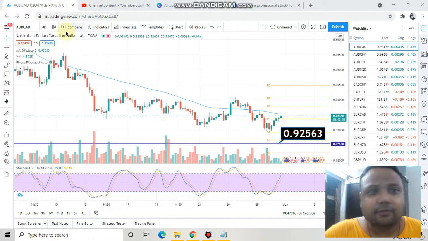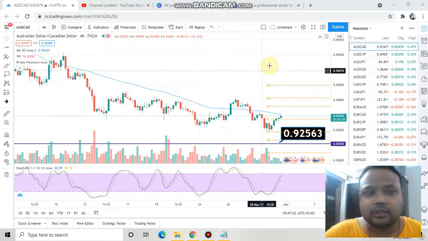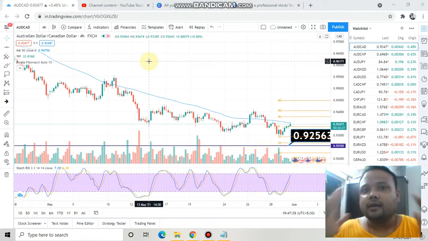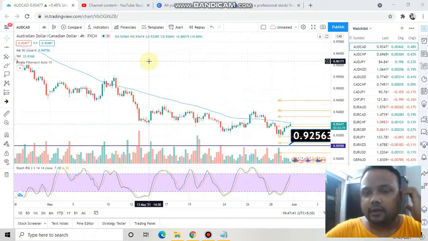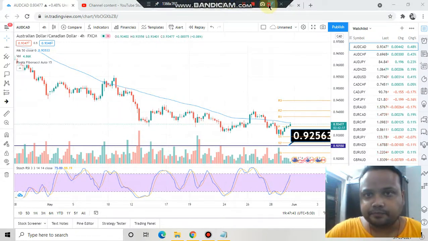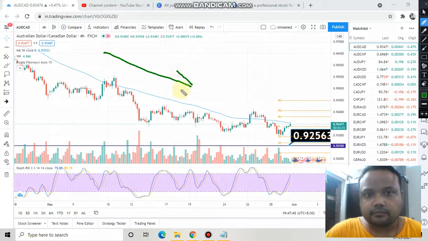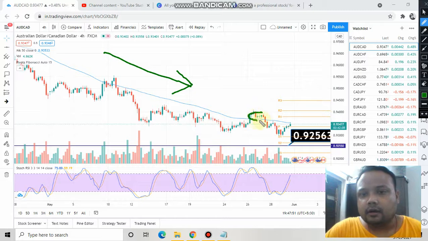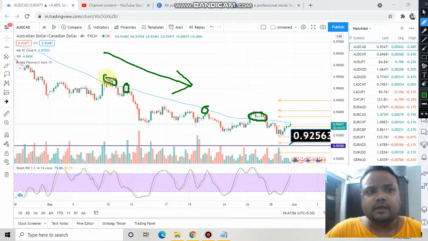As you can see, I am in the 4 hours time frame and this is the chart of AUDCAD. If you look at the chart, there is no doubt about the trend of the market. Market is in clean downtrend. Whenever market was trying to go up, it was getting resistance from the 50 moving average and coming down.